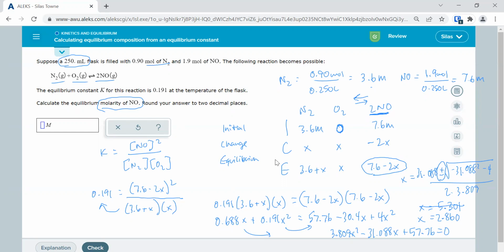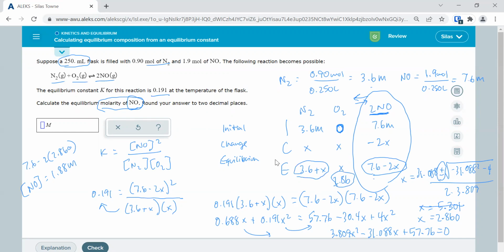And so then now I could solve for each one of these. This is 2.86. This is 3.6 plus 2.86. And then this one is the one that we care about because it asks to solve for the molarity. So I'm going to say 7.6 minus 2 times 2.86. And I get my concentration of NO equals 1.88 molar. Now we know it's going left because there's a 0 over here. We also see that the concentrations of these are all higher than this one, which is 1.88.